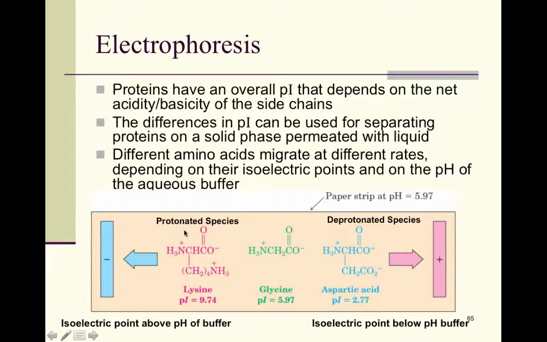Here we have a protonated species, lysine. It has a pI higher than the pH of the strip, and so it's going to be protonated. Do you see you have an overall plus charge? You have a plus here, and a minus here, so you have an overall +1 charge, and it's now going to migrate to the negative electrode. So if you have an isoelectric point above the pH of the buffer, it's going to migrate to the negative electrode. If you have an isoelectric point below the pH of the buffer, it's going to be deprotonated and it's going to migrate to the positive electrode. And this is how we can separate amino acids from each other.